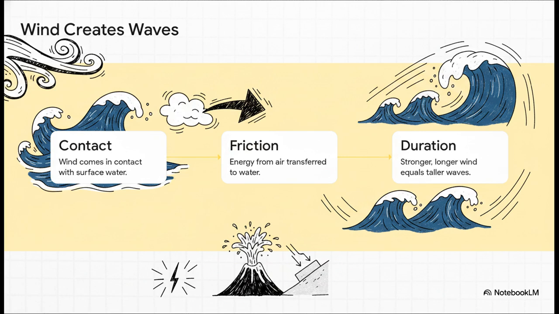Step 1. Wind contacts the surface. Step 2. Friction transfers energy from the air directly into the water molecules. Step 3. The stronger the wind, the longer it blows, and the further the distance it covers, the taller the wave becomes. Now keep in mind, this is entirely different from a tsunami, which is a massive wave triggered not by wind, but by sudden underwater explosions, earthquakes, or landslides.